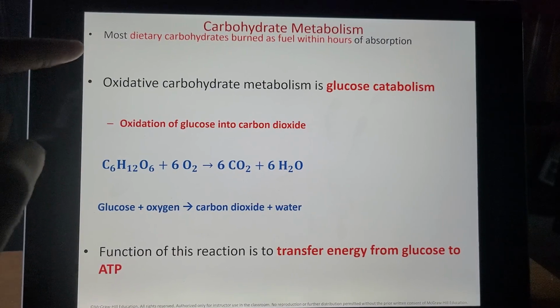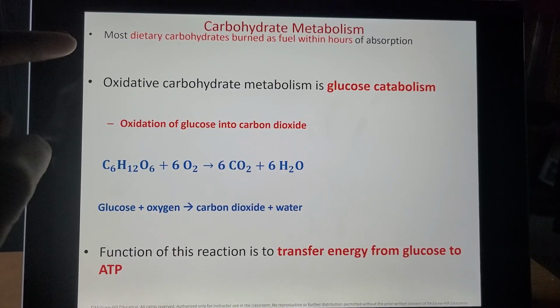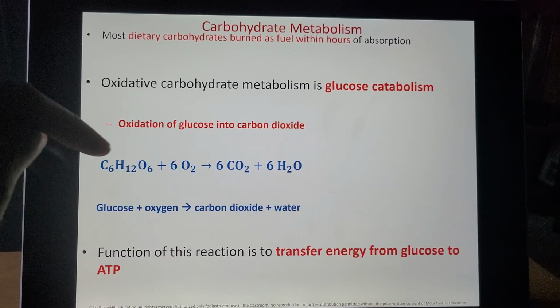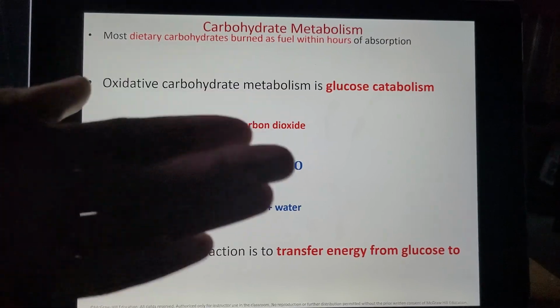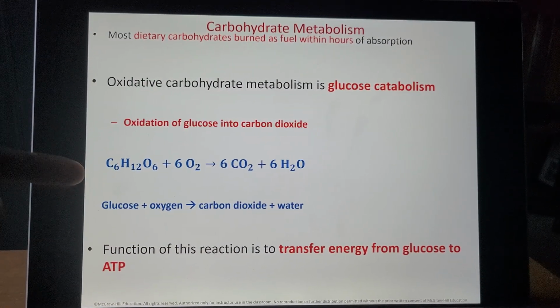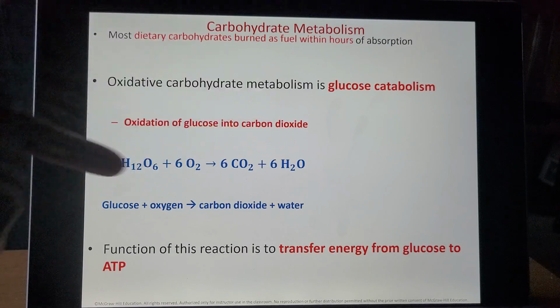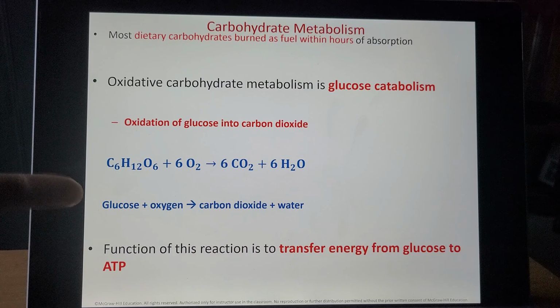Okay, so most of our carbs we break down for energy. For glucose catabolism, we are oxidizing or breaking down glucose into carbon dioxide. If you want to look at the equation for it, it's taking glucose and oxygen and turning it into carbon dioxide and water. So that's why we breathe out carbon dioxide. That's just the words of that same equation.